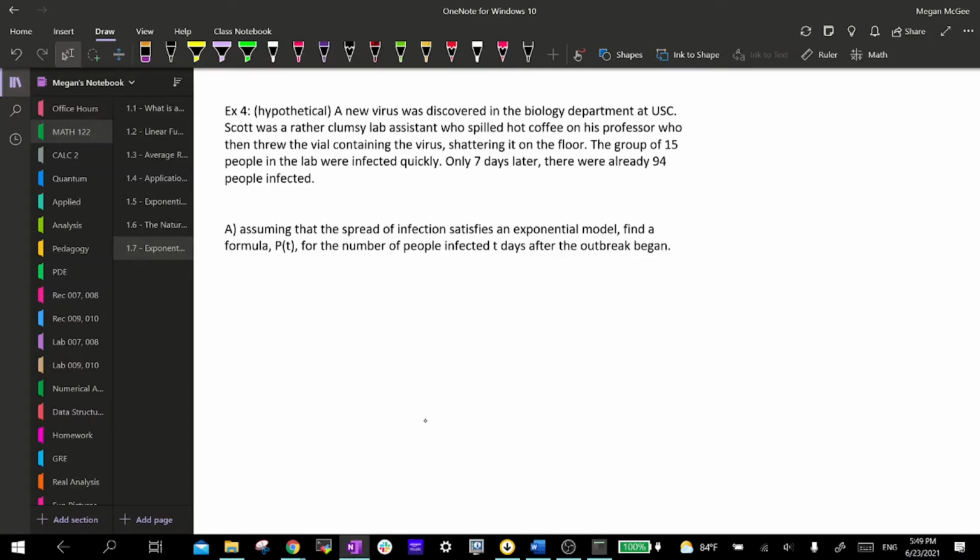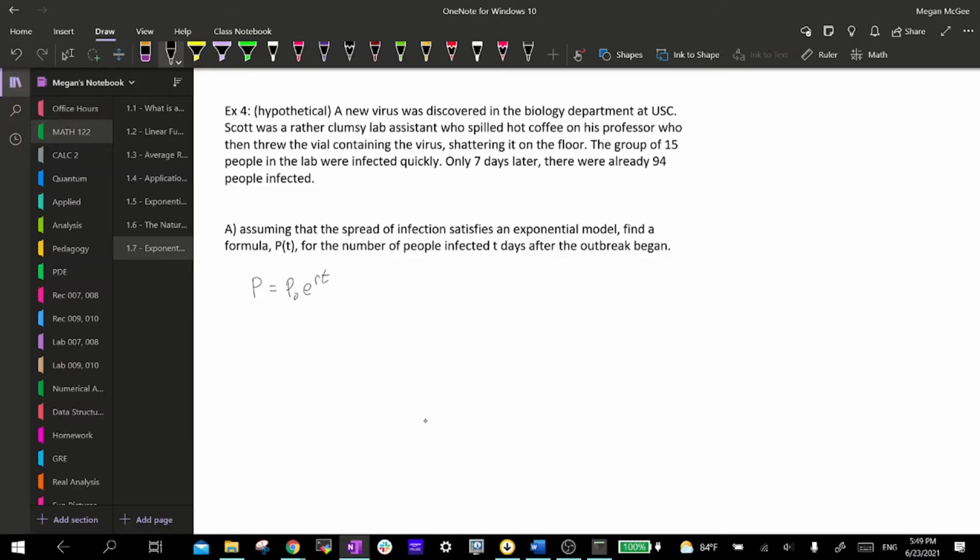So, assuming that the spread of the infection satisfies an exponential model, find a formula for the number of people infected t number of days after the outbreak began. In this case we are expecting everyone to be continuously infected, so we're going to be looking at our continuous model.